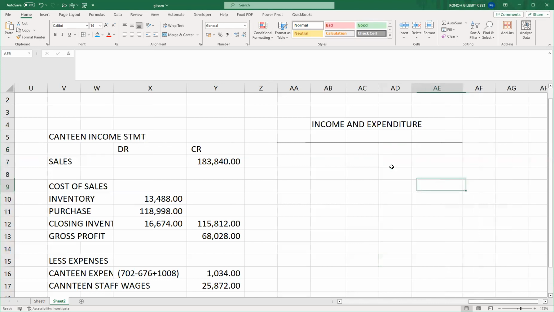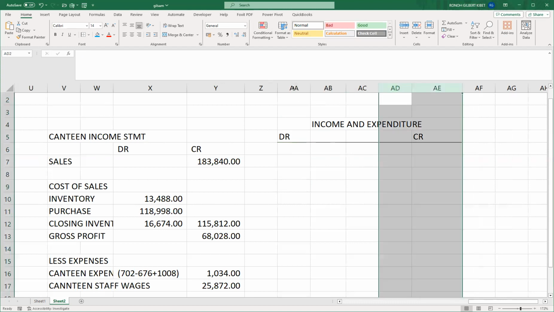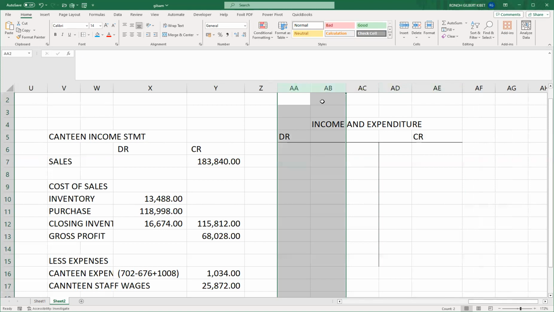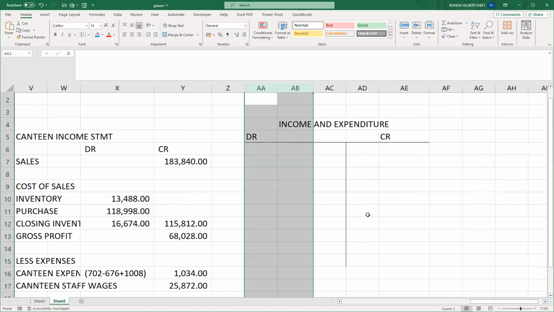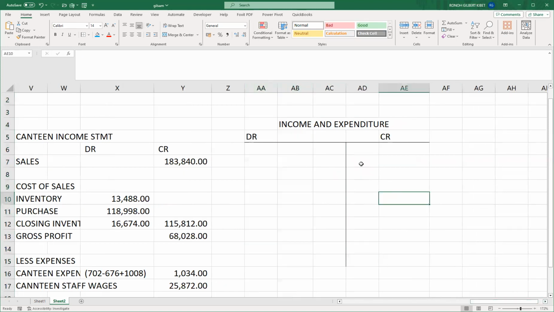So you only need to have a T format. In this T format, you will have debit and credit. We can start with credit. Credit all the incomes, and all the expenses we will debit. So we can start with the income, that is the net profit from canteen.